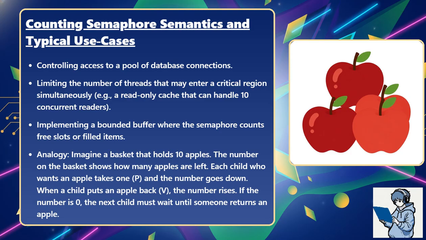Analogy: imagine a basket that holds 10 apples. The number on the basket shows how many apples are left. Each child who wants an apple takes one (P) and the number goes down. When a child puts an apple back (V), the number rises. If the number is 0, the next child must wait until someone returns an apple.